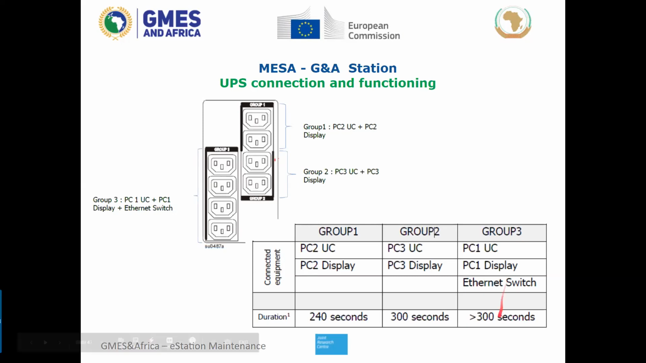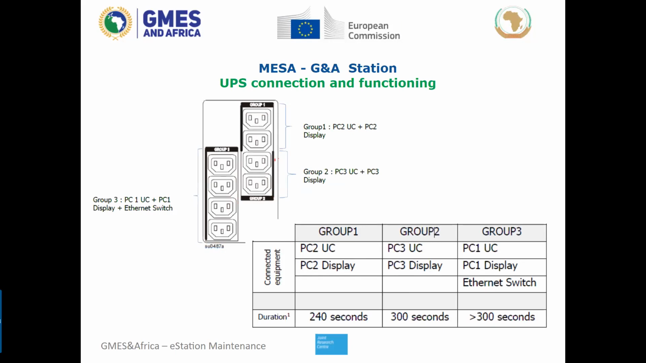working. So group 3 lasts till the battery is available. So this is how the UPS is configured, and it is a very important thing to be noted. When you relocate the Mesa station or try to replug things, make sure to have the PCs connected in this order: PC1 and the Ethernet switch should go in group 3, PC2 in group 1, and then PC3 in group 2. This is also a very important step which you have to note.